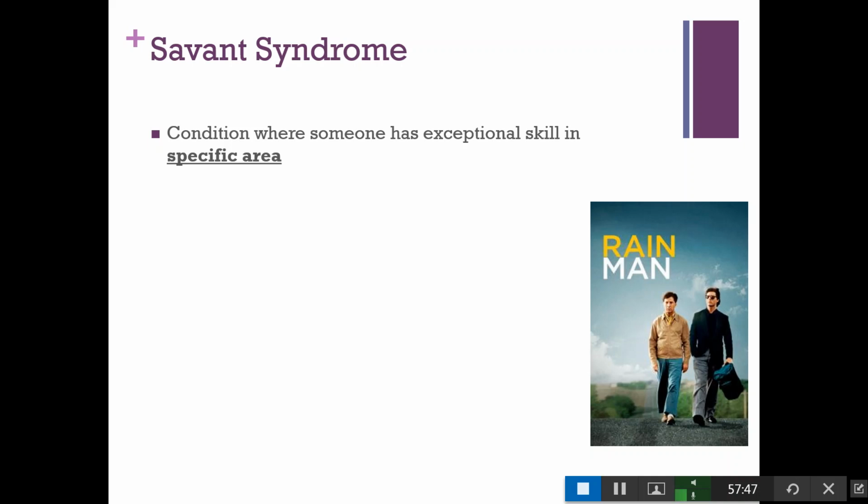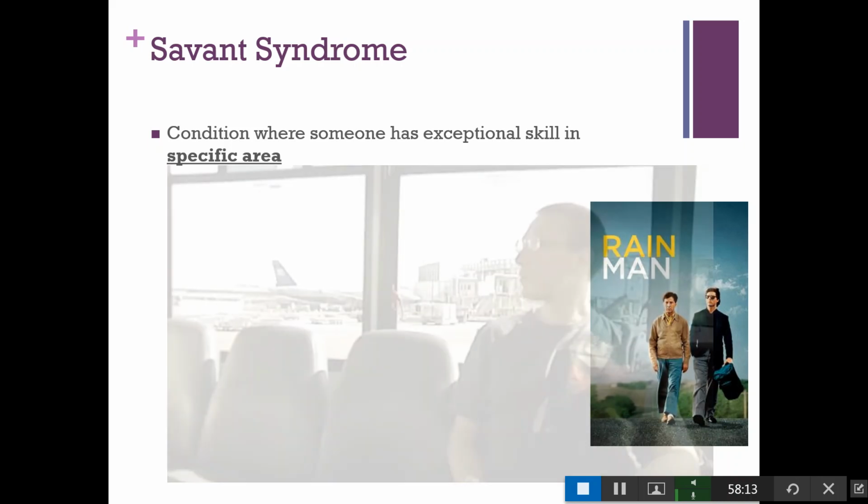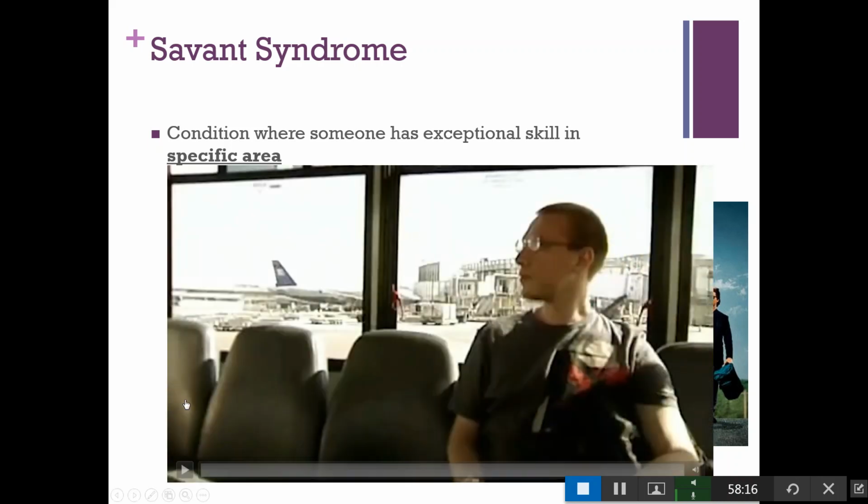So within intelligence, we have a disorder, or a syndrome, I should say, that kind of demonstrates some interesting things. Okay, so Savant syndrome is a condition where someone has some kind of exceptional skill in a very specific kind of area. Okay, but they're also then going to be impaired in other areas. So let's watch a real quick video clip to show you an individual who has Savant syndrome.